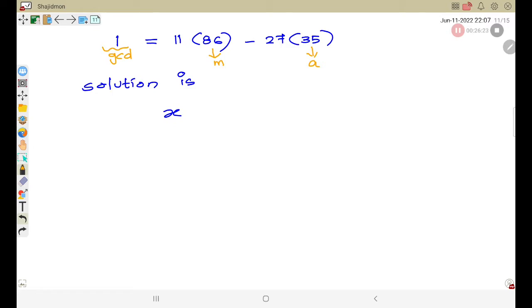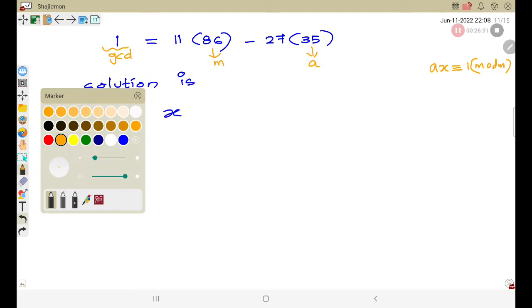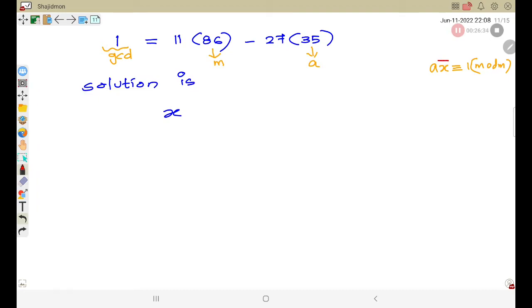Now for the solution, what is our linear congruence? AX congruent to 1 mod M, correct? This is the linear congruence. Now what is the X value? What is the number coming together with A? See here, the number coming together with A is minus 27. Minus 27 multiply A, so this number is the X number. So we can write X is congruent to minus 27. Instead of equal to, we are using congruent; if we use equal to also, no problem. So X is congruent to minus 27. We got the answer now, we got the solution, minus 27.